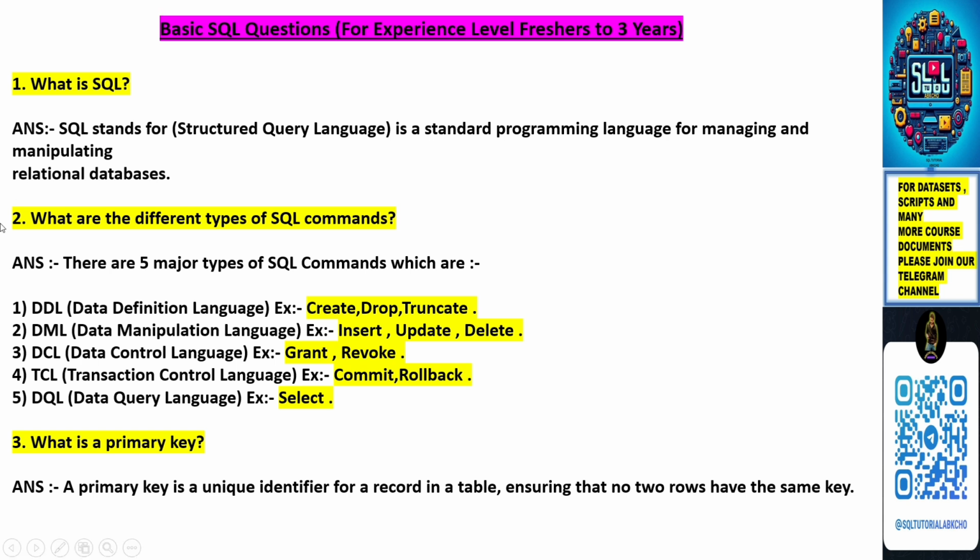Now third question, what is a primary key? The simple answer is that a primary key is a unique identifier for a record in a table, ensuring that no two rows have the same key. Basically, primary keys are unique and provide a unique identifier to the records in the table. Okay, now move on to the next question.